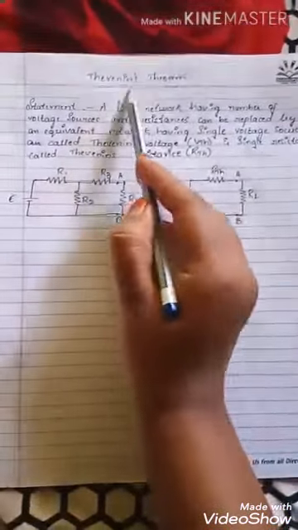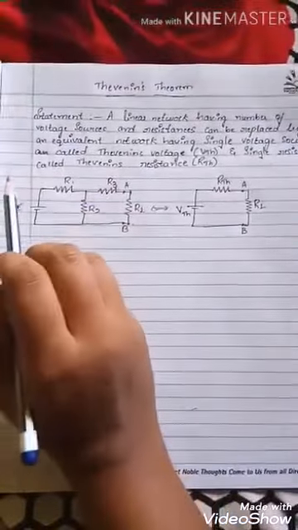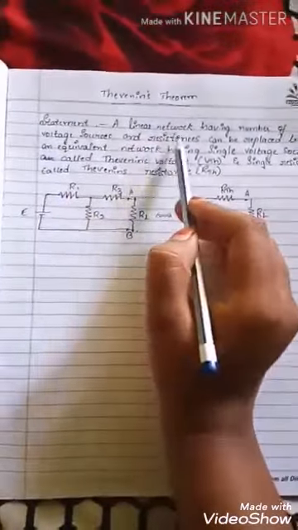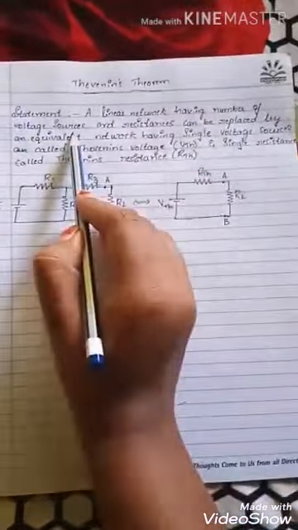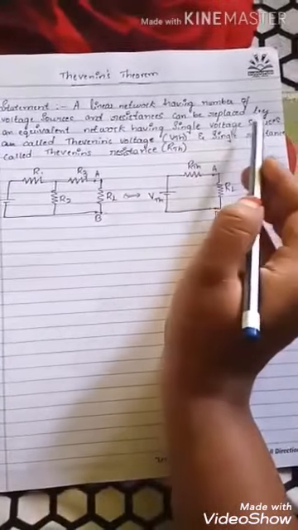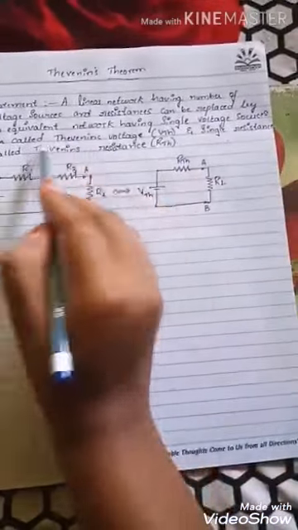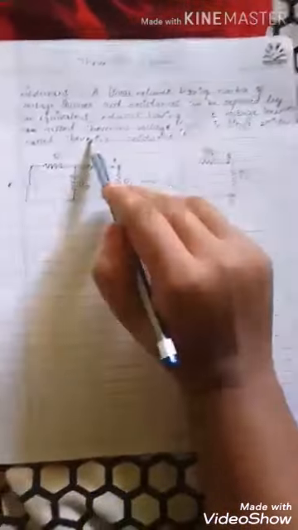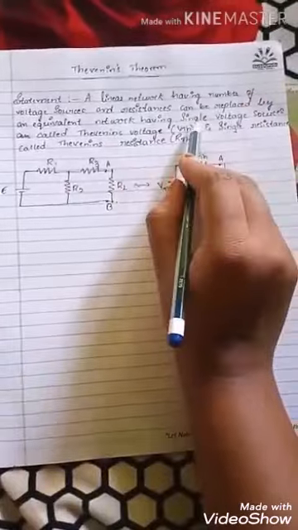Today I am going to explain Thevenin's theorem. The statement of Thevenin's theorem is: a linear network having a number of voltage sources and resistances can be replaced by an equivalent network having a single voltage source called Thevenin's voltage and a single resistance called Thevenin's resistance. This is the statement.